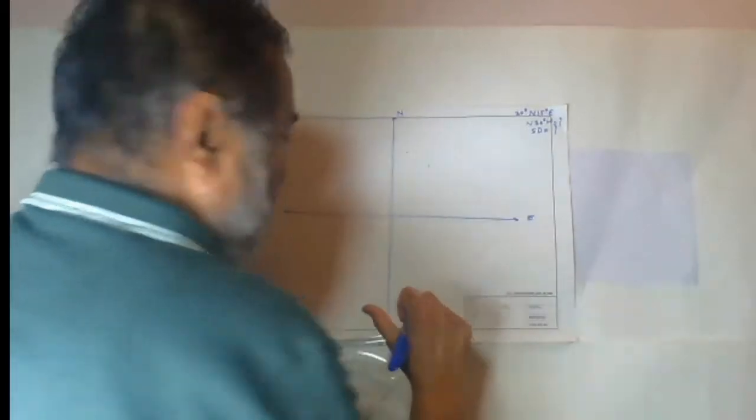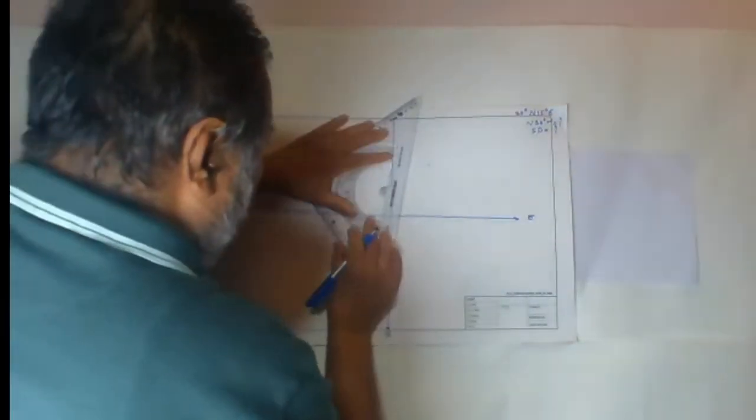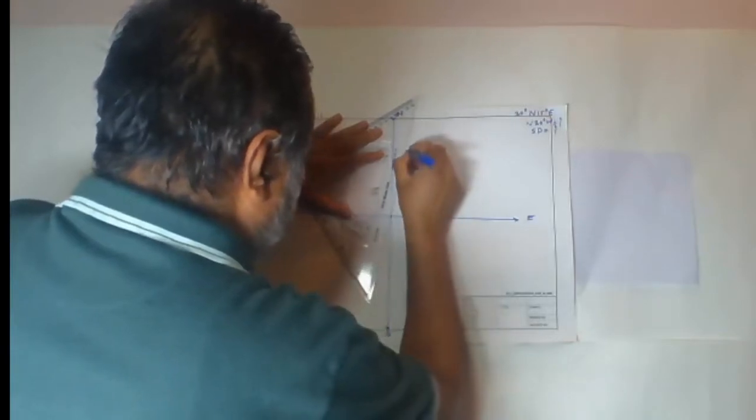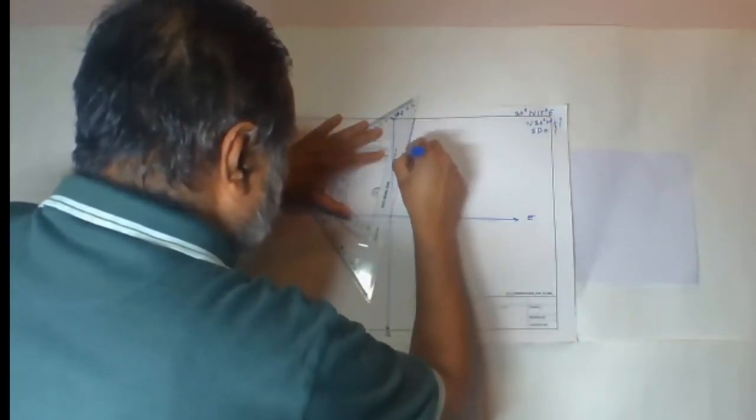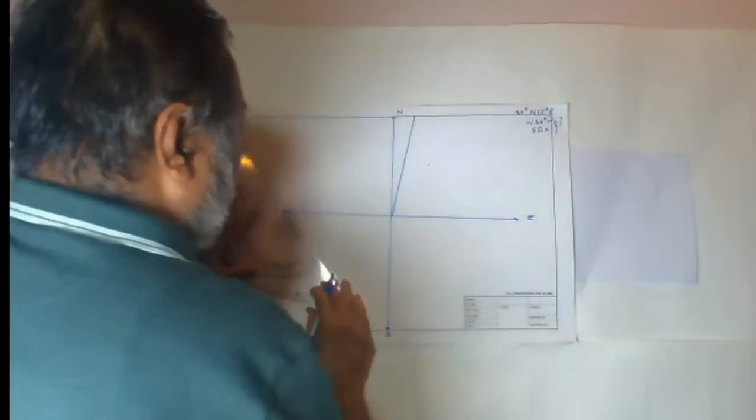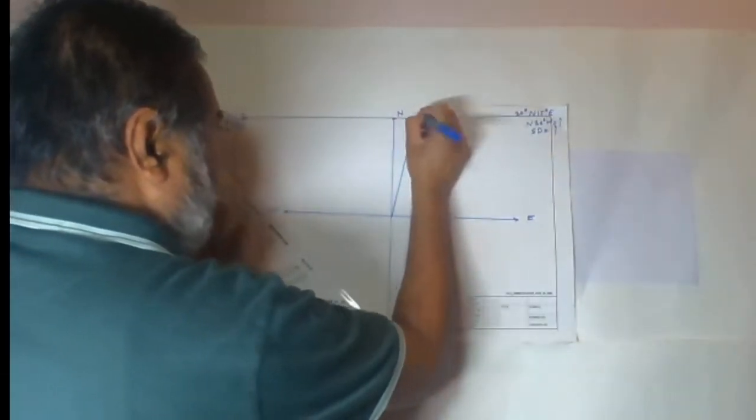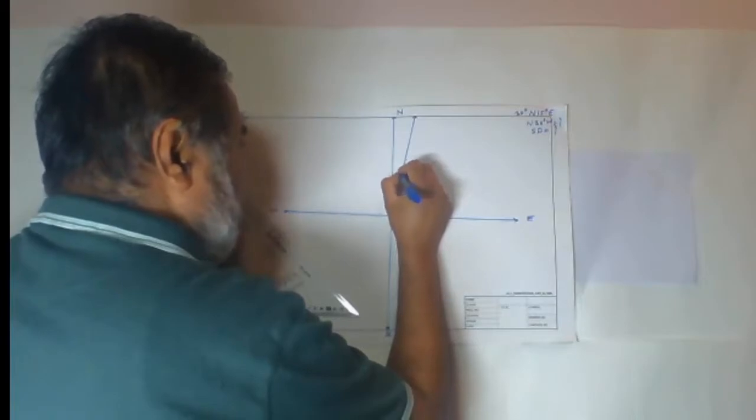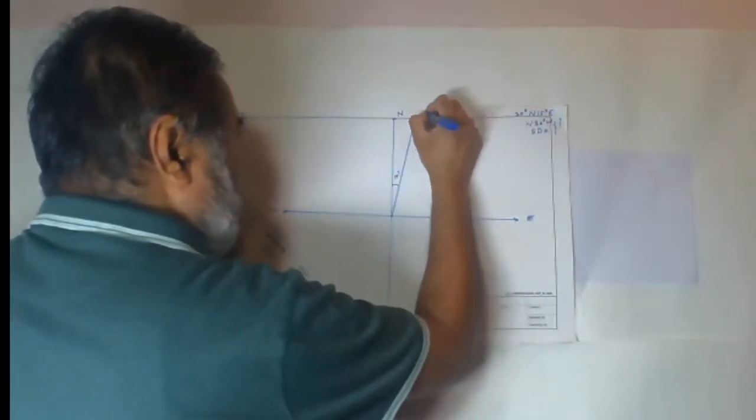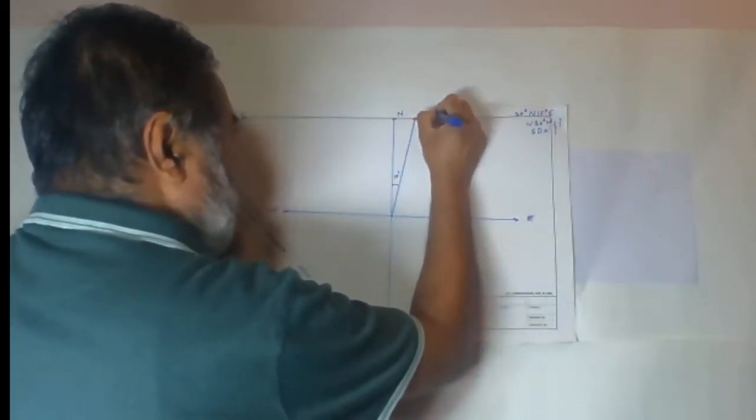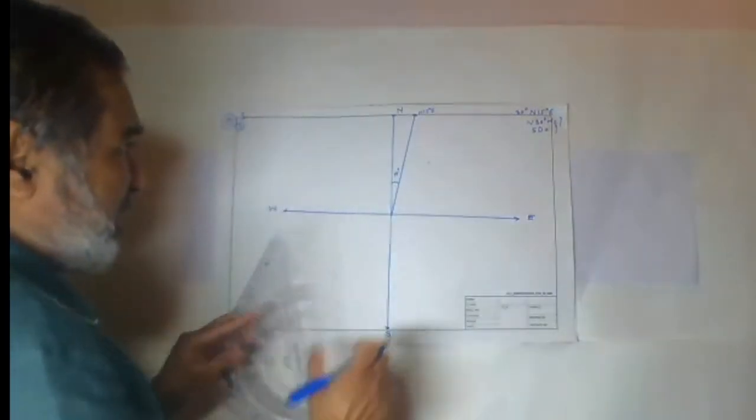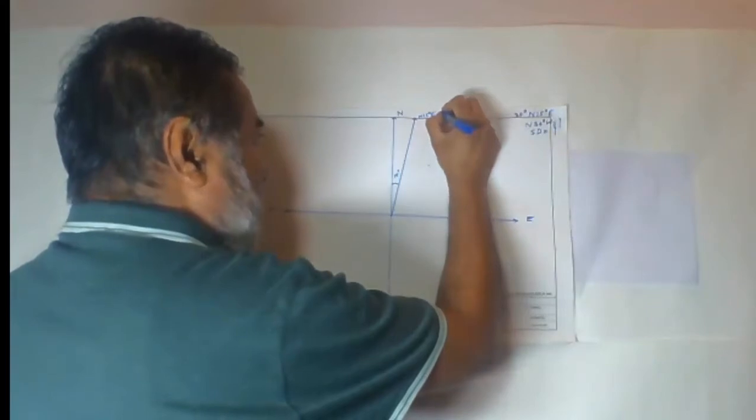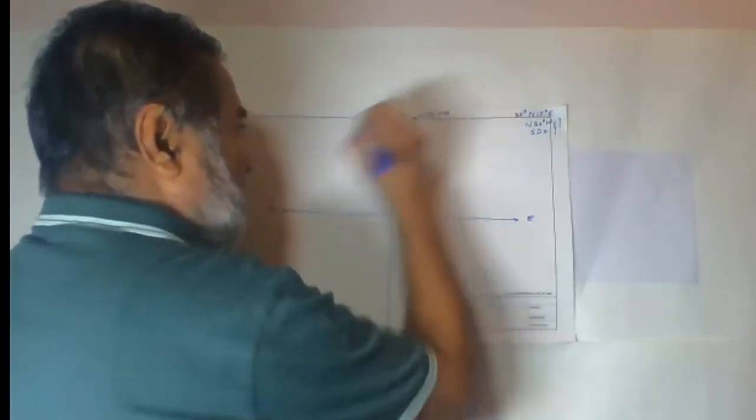So we have drawn two points. Now join these two points to the center. This is the 15 degrees we have measured, so this is drawn as north 15 degrees east. Now this is your true dip direction.